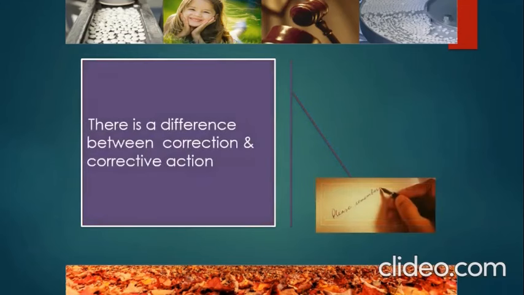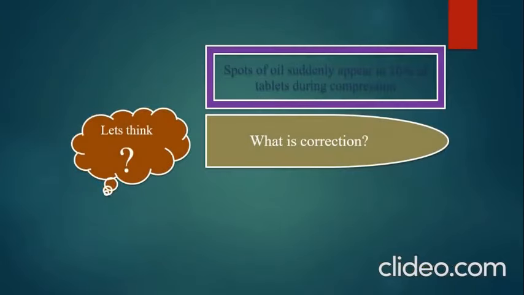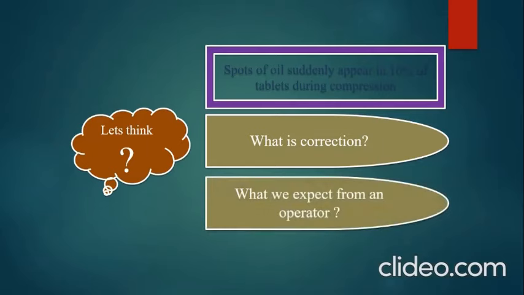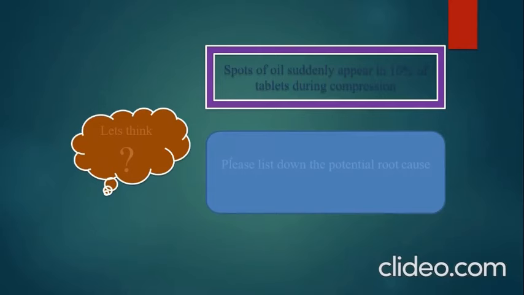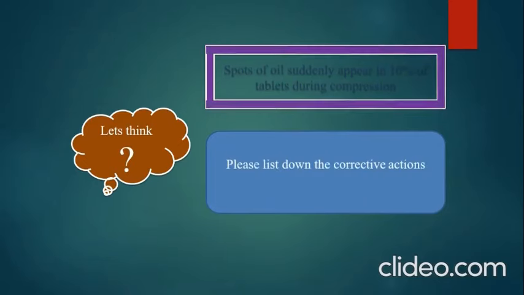What is correction? Let's start with an example. Spots of oil suddenly appearing on 10% of tablets during compression. What do we expect from an operator? Please list down the correction for the above scenario. List down the potential root cause under the above scenario. List down the corrective action under correction.